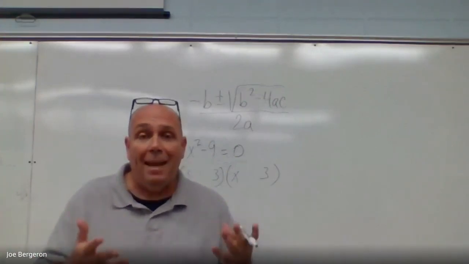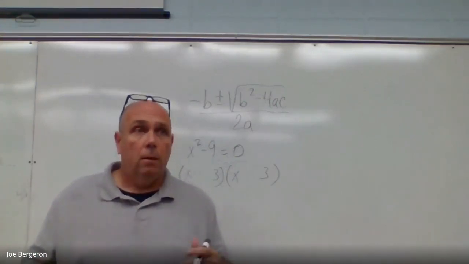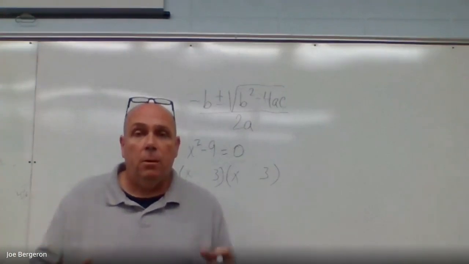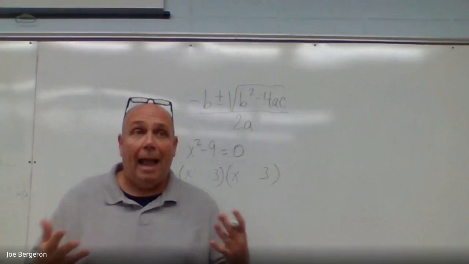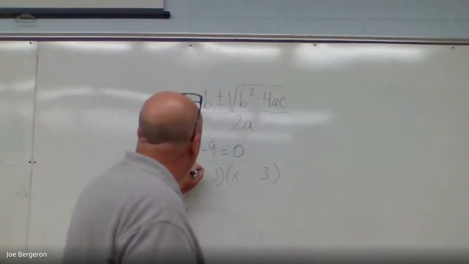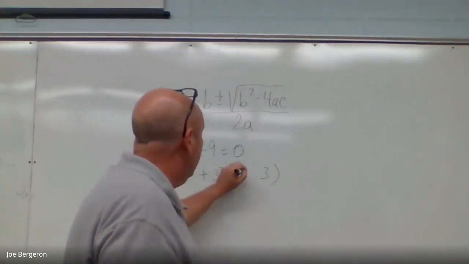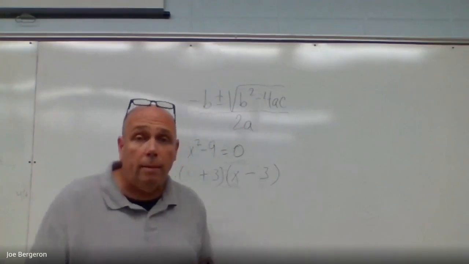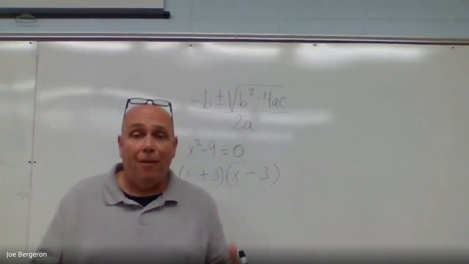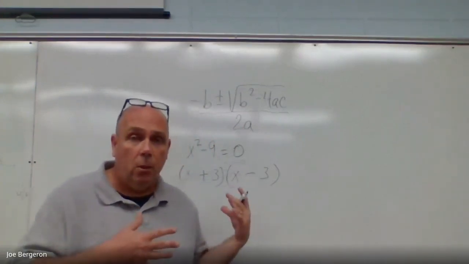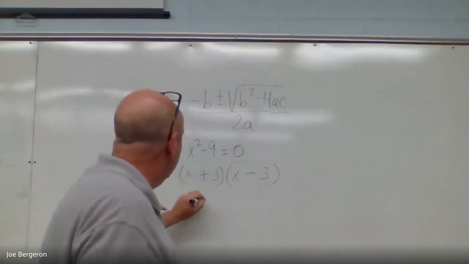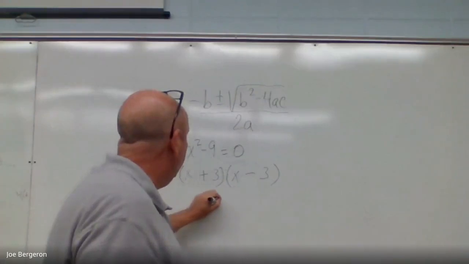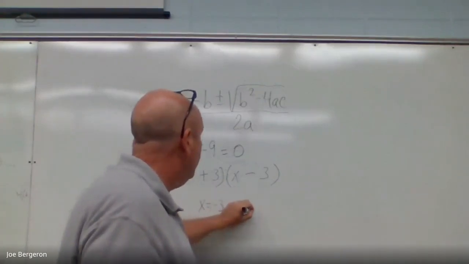Now, what makes it negative? Well, the only two things that we multiply together to get a negative are what? A positive and a negative. So what we'll do is we'll put a positive sign and a negative sign, and guess what? We now have factored this equation. And so our zeros would be -3 and 3.